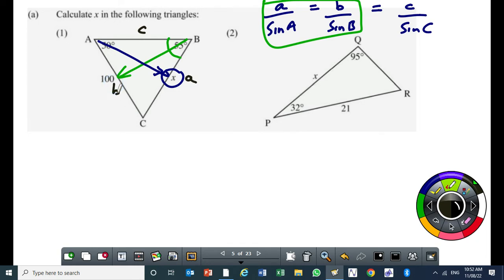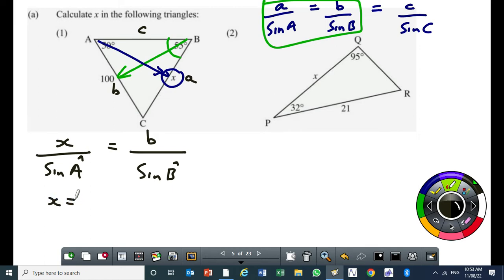Please remember I said you can also use capital letters. If I want to calculate x, I can write straight away x over sine A equal to b over sine B. We put the angle sine there, but generally we don't penalize you for not putting it. So x is going to be b sine A over sine B. Now my b is 100 times sine A, which is 50 degrees, all over sine B, which in this case, angle B is 55.